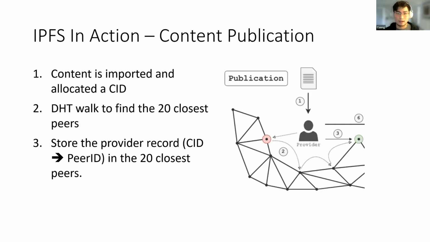So now let's go through the process of publication and retrieval of content in IPFS. Let's say you want to share a file with your friend. The first step is you import the file into IPFS, and the file will be assigned a CID. Next, your host machine will walk the DHT to find the 20 closest peers. The notion of closeness here is based on the XOR distance in the Kademlia DHT. And then it will generate a CID to peer ID provider record and push this provider record to these 20 closest peers.